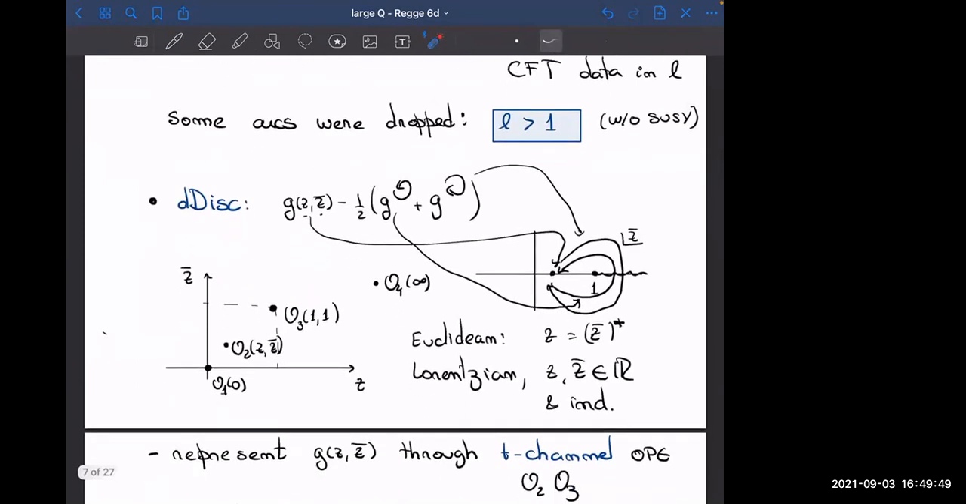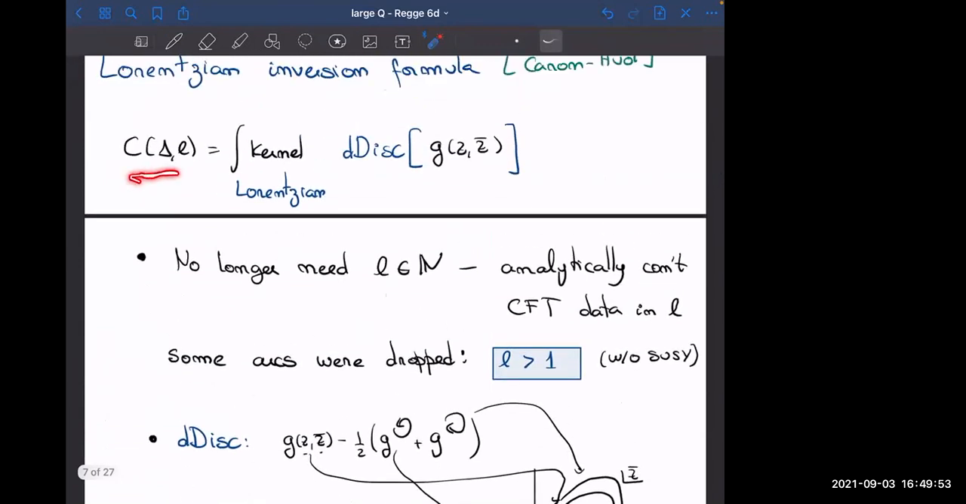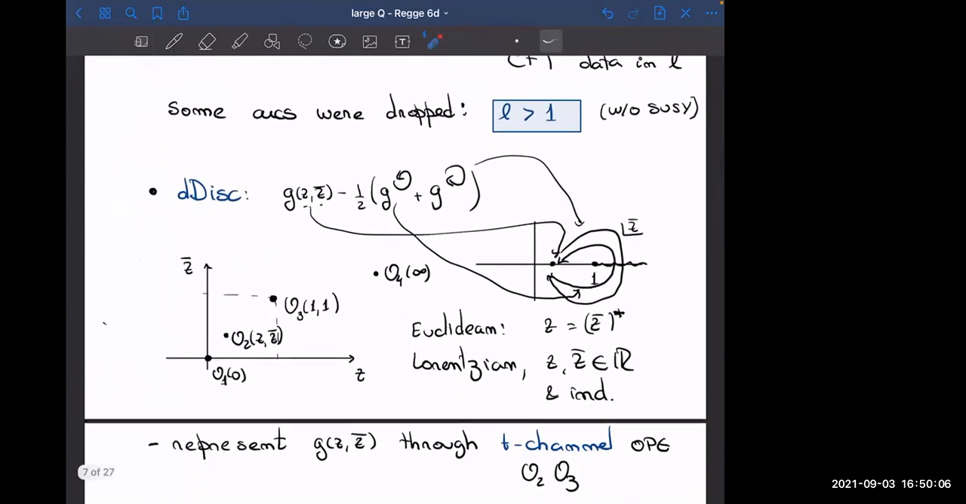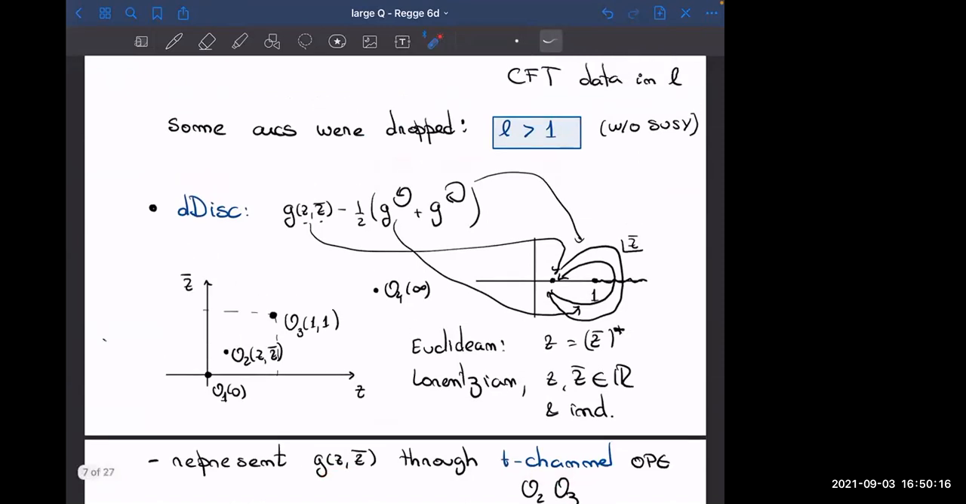So what have we done? We now have written this OPE density as an integral in the Lorentzian region of a double discontinuity of the correlator. And now the nice thing is that I no longer need to know the whole correlator to get some information out. So in this, we get to represent the correlator through its T channel, so through the OPE between guy number 2 and 3, the middle ones.